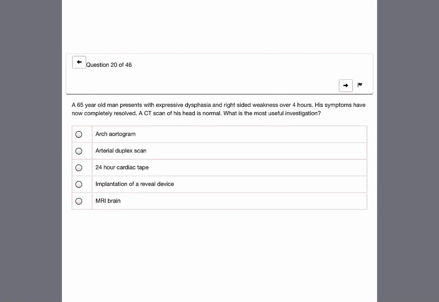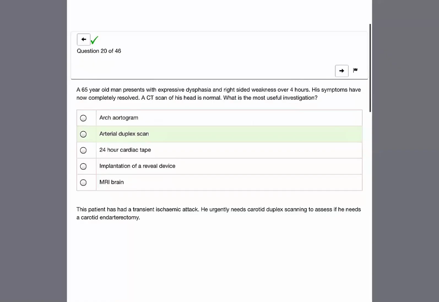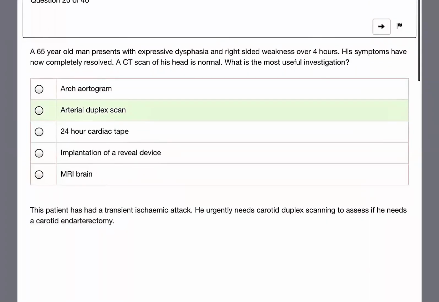Okay, so we are doubting here transient ischemic attacks. The patient has right-sided expressive aphasia, dysphasia, with right-sided weakness. Which artery do you suspect here? Right side weakness. Middle cerebral. Or anterior cerebral? No, the middle cerebral artery.